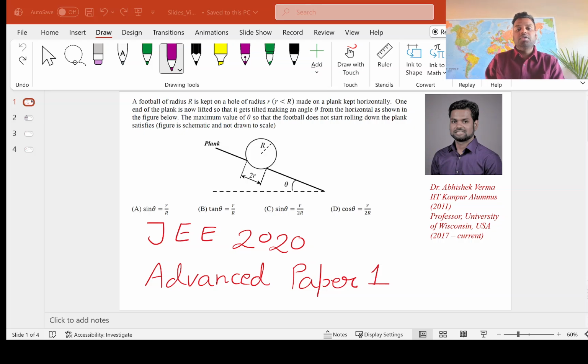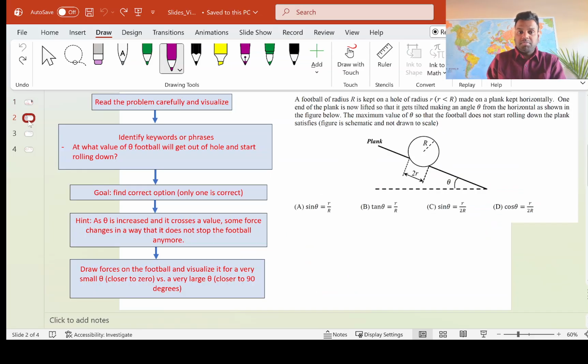In this video, we will work on this problem from 2020 paper 1. So let us look at the thought process and how we identify the key points of the problem. If you read the problem, it says there is a football.